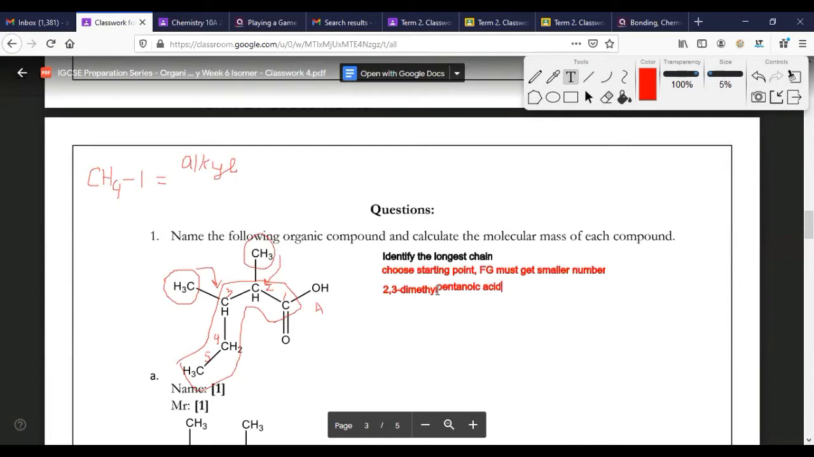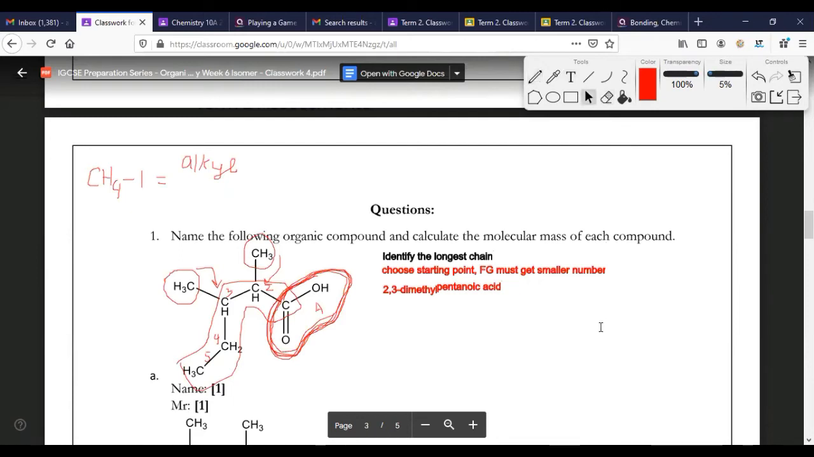Question on that? But is the functional group always the OH? The functional group is not always. The functional group is COOH. This is the functional group. COOH. This is the functional group. And this functional group will always get smaller number. So you need to start from this point. You got it? Question?